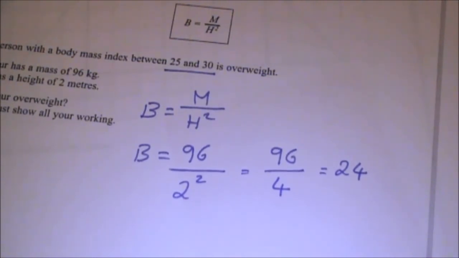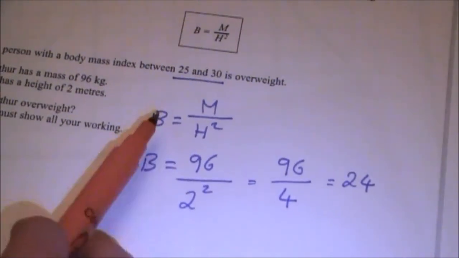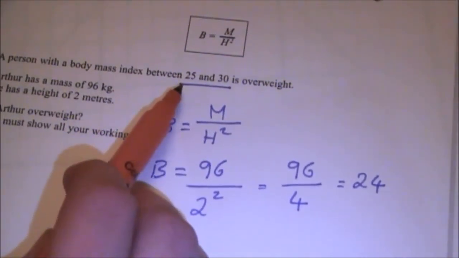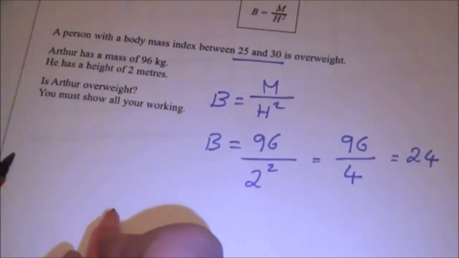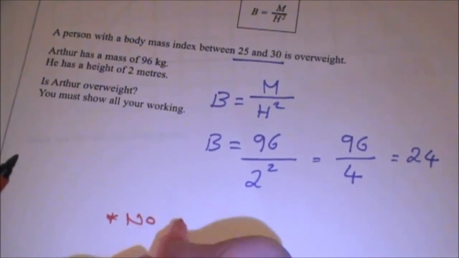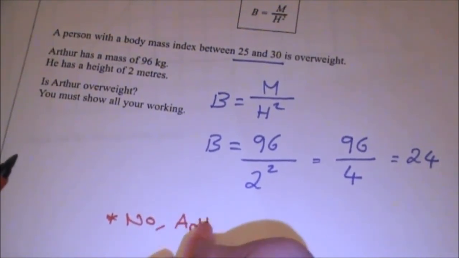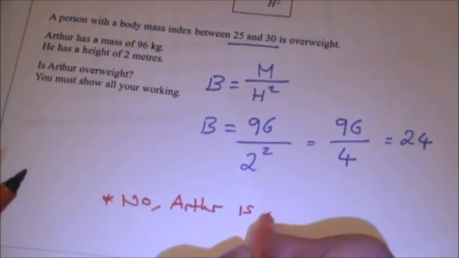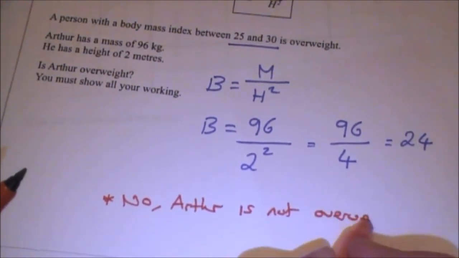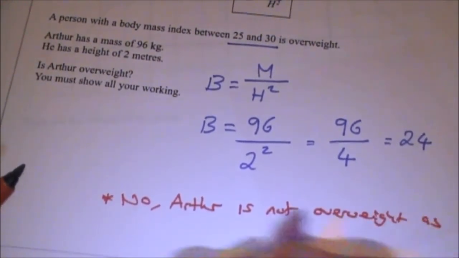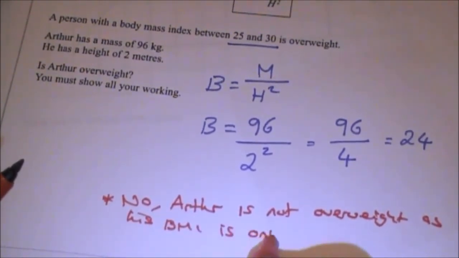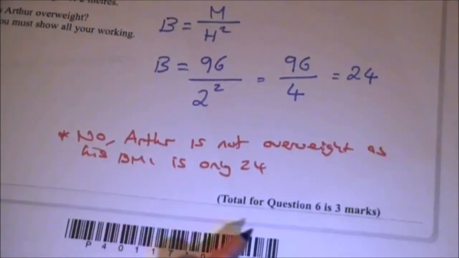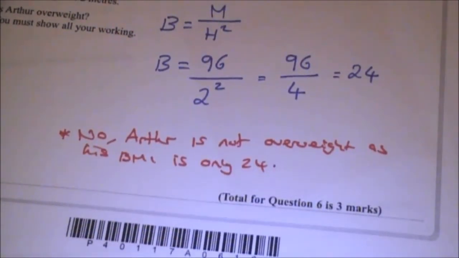The fact that his BMI has come out as 24 means I now need to comment on that, because here it says that overweight is between 25 and 30. He's 24, so I can make the final statement that no, Arthur is not overweight, as his BMI is only 24, full stop.